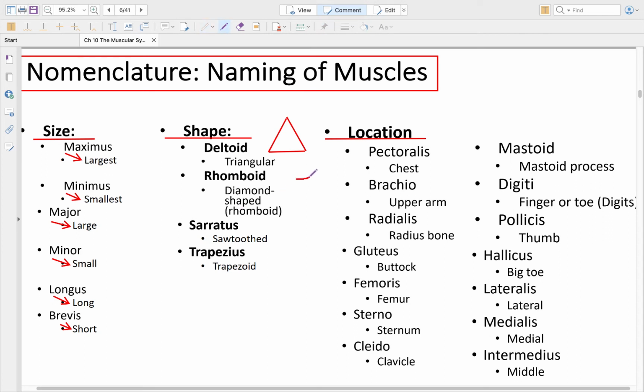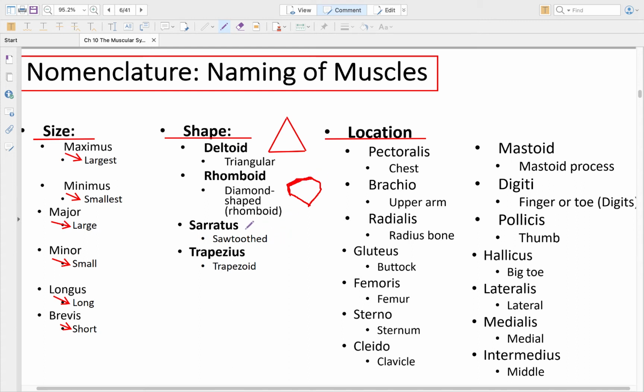I'm not going to attempt to draw that, but typically the diamond shape is something like this, right? It's not very good, but I think you get the point. Rhomboid major, rhomboid minor. You've probably heard these muscles termed before.